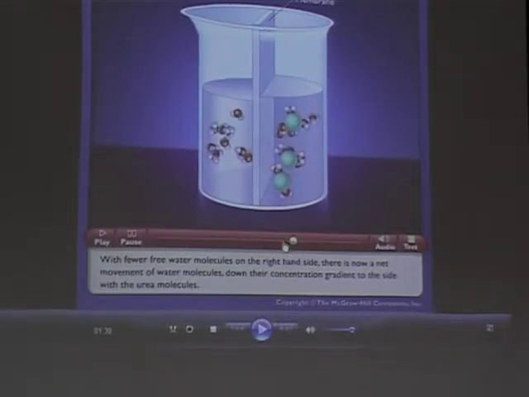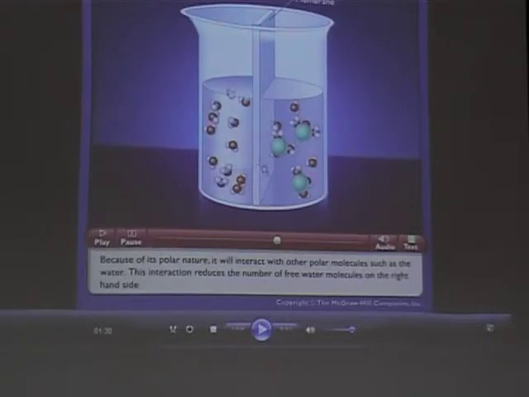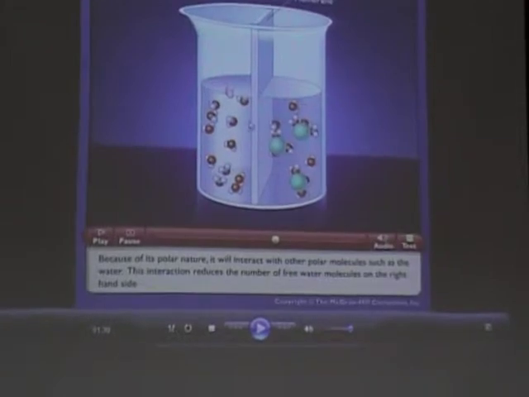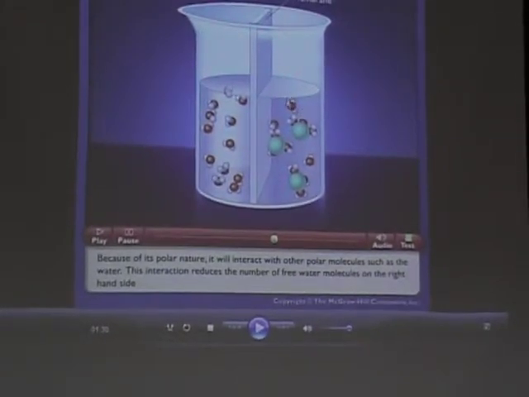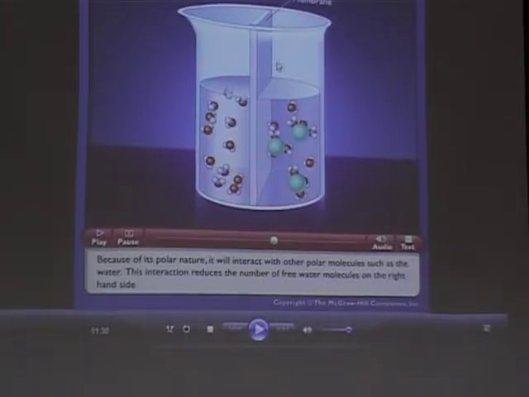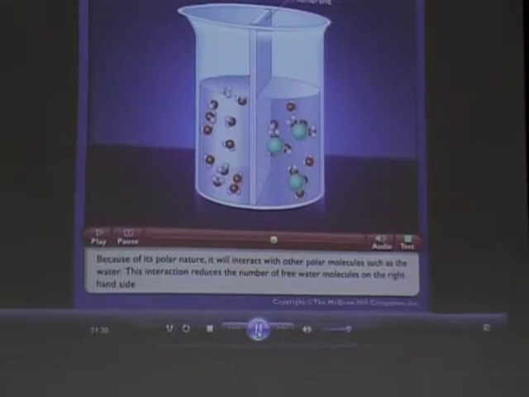I let it go too far. What's going to happen here? Since they're going to move to the right, what will you see in the beaker, though? The water molecules will be moving to the side that has the other polar molecules. Oh yeah, the right side water will go up and the left side water will go down. The right side, the water level will actually go up and be higher than the left side. This is what we're going to see tomorrow in the lab.